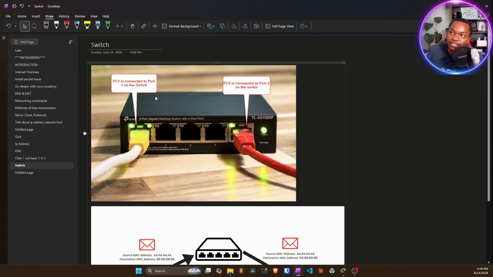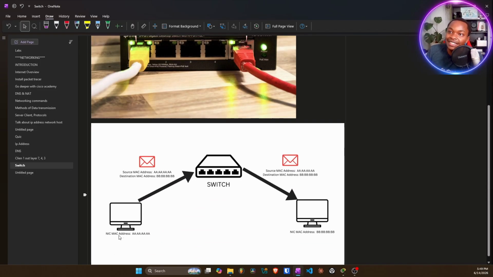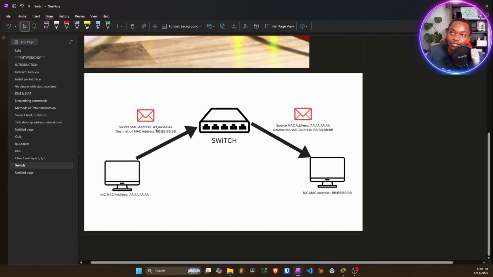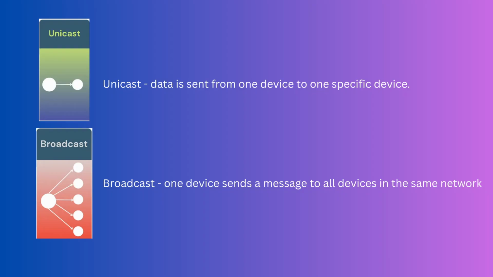I'll show you what I mean. PC1 is connected to switch port 1, PC2 is connected to switch port 5. As PC1 is sending information, the switch would read the MAC address of PC1, the source MAC address AAAA, and then the destination MAC address, and then it would forward that traffic using the MAC address to the other PC, which is PC2 in this instance. This kind of sending information is called unicast. Unicast is sending information from one computer to another computer directly. And broadcast is sending information to a lot of computers at once.